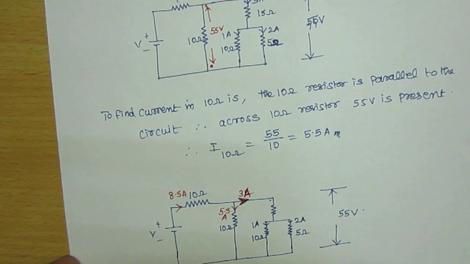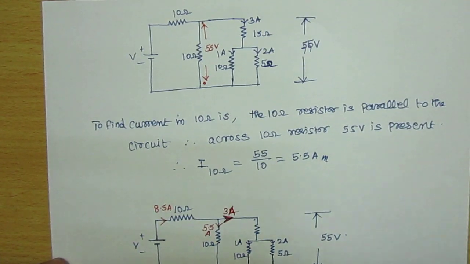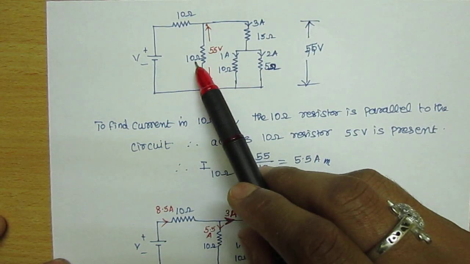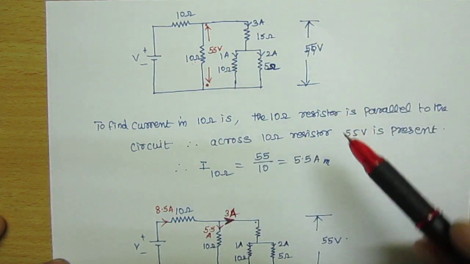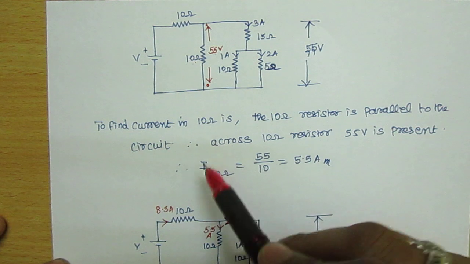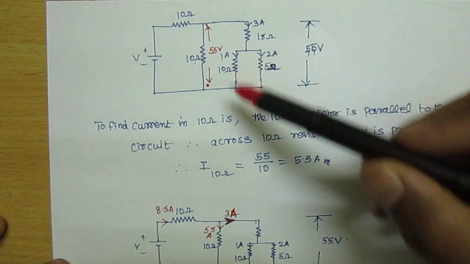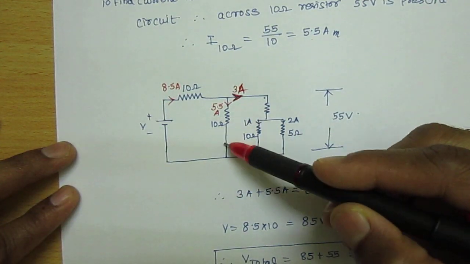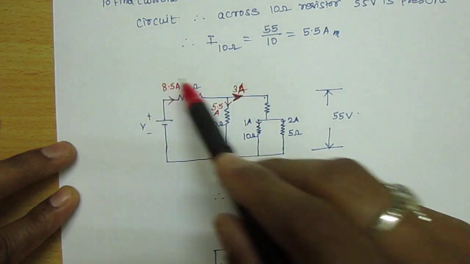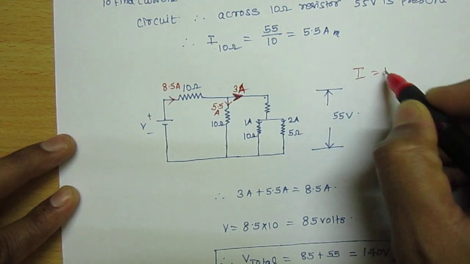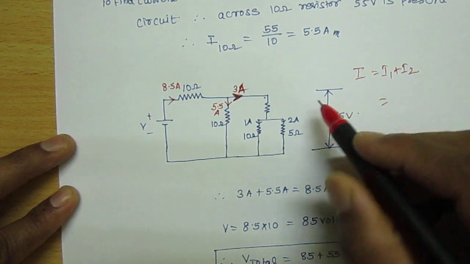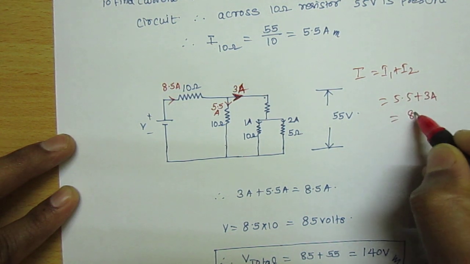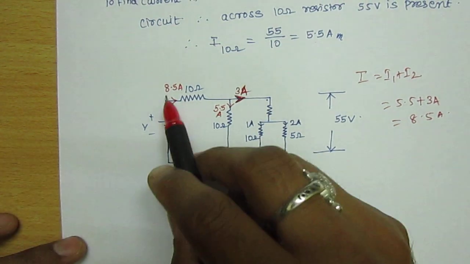Coming to the next step, this 55 volt is present in this branch also. Whenever the resistor and voltage are known, we can easily find the current value. So the current in the 10 ohm resistor is 55 divided by 10, which gives 5.5 ampere. So the current flowing in this branch is 5.5 ampere and in this branch is 3 amps. According to Kirchhoff's current law, I is equal to I1 plus I2. Considering this as I1, it is 5.5 plus 3 amp, we get 8.5 ampere. So this current is 8.5 ampere.